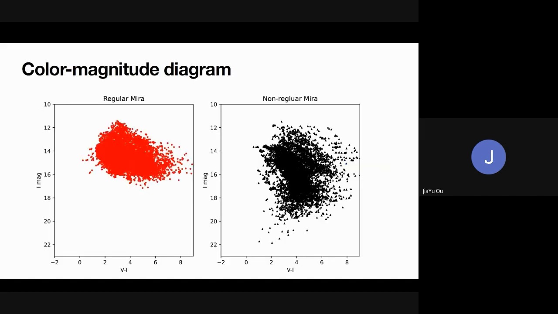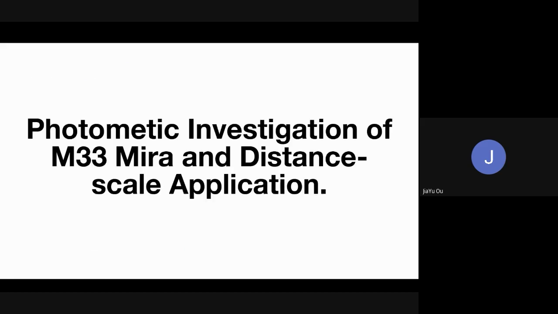So we can compare the complete Mira sample in the LMC. We can see the regular Mira's magnitude is brighter, around 17 I magnitude, but the non-regular Mira goes more faint, more darkening. And next.